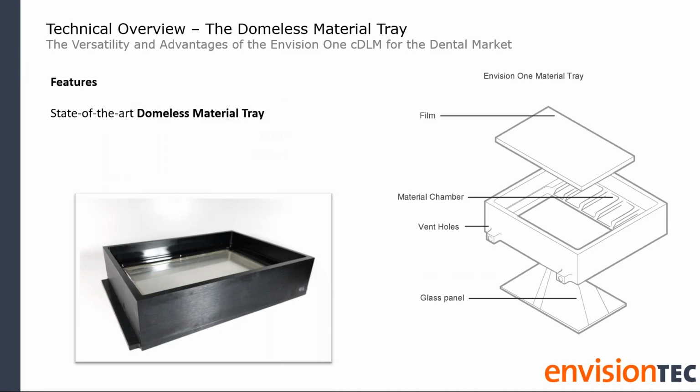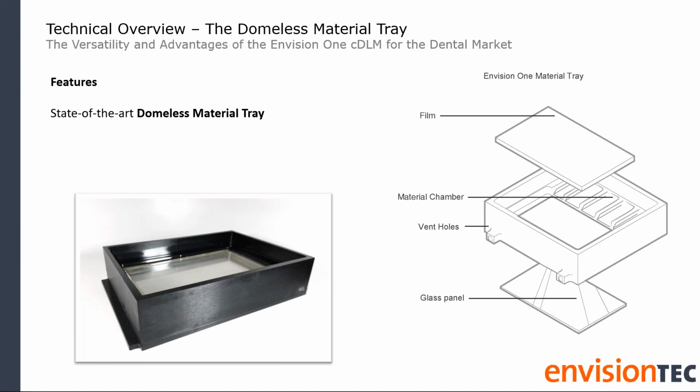Let's take a closer look at the components that make up the domeless material tray. On the right side of the slide, we have an exploded view of the Envision One cDLM domeless material tray. Beginning at the top, we have an oxygen-permeable film, followed by the material chamber. Below the material chamber is the oxygen chamber. The vent holes allow oxygen to enter and exit the oxygen chamber in a regulated manner. The glass panel is the final part of this assembly, located on the bottom of the domeless material tray.